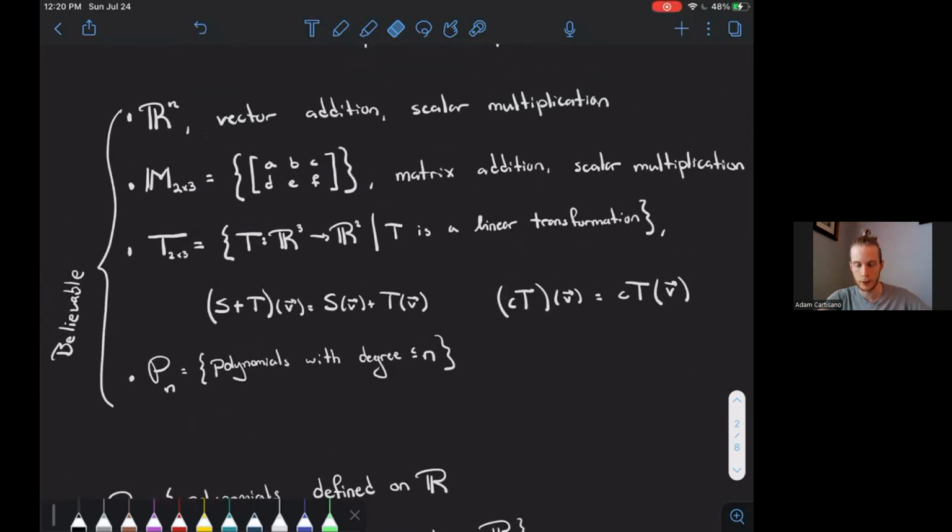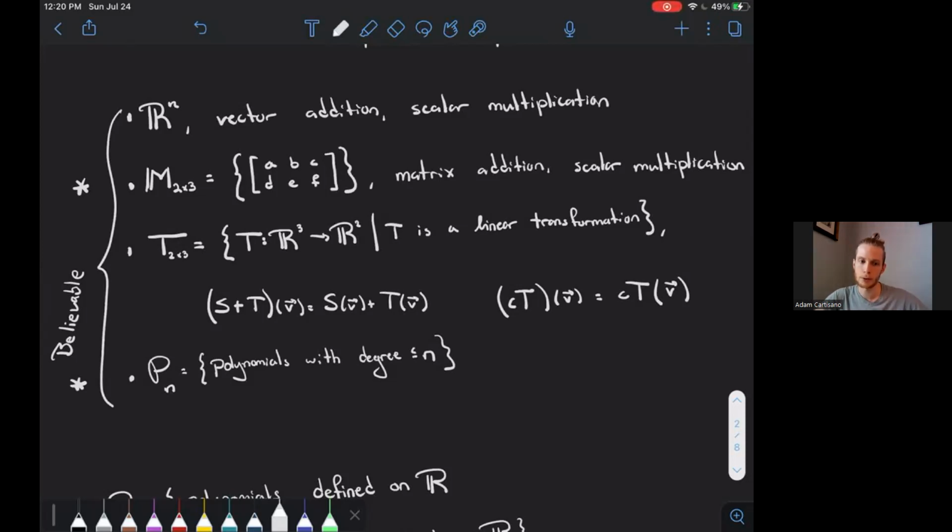What you should do if you're unconvinced or if you're uncomfortable with this general definition of a vector space, you should pause now and verify that all 10 properties hold for these two vector spaces. Don't worry about T23. That's just a fun rephrasing of M23. But do worry about M23. You should be comfortable with the fact that the collection of all 2x3 matrices is a vector space under matrix addition and scalar multiplication.